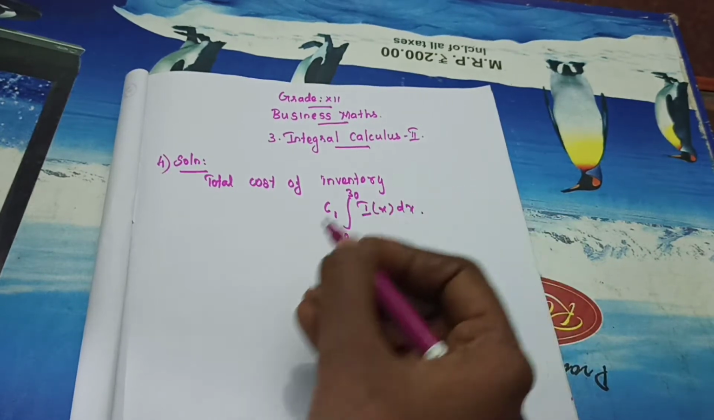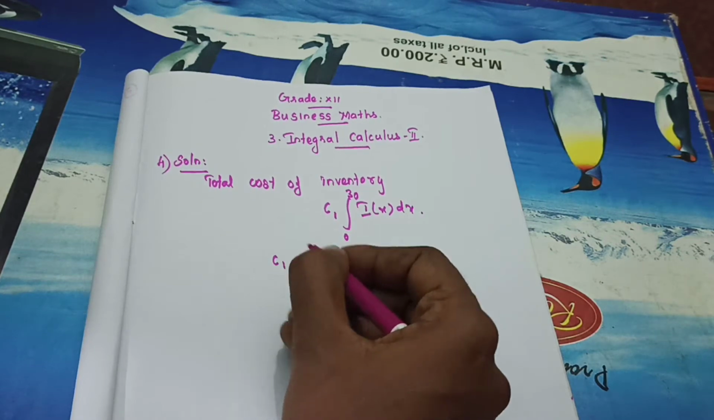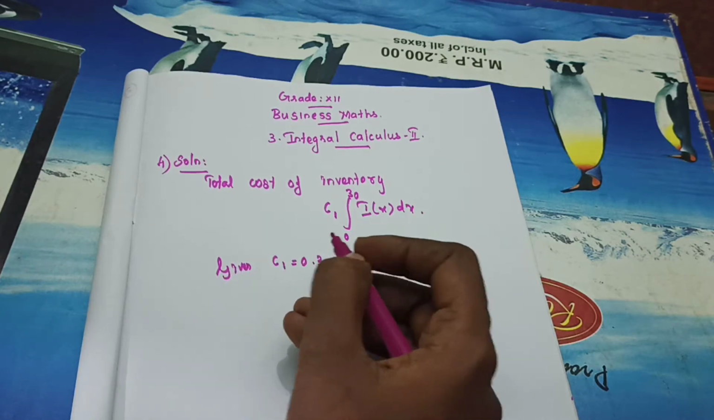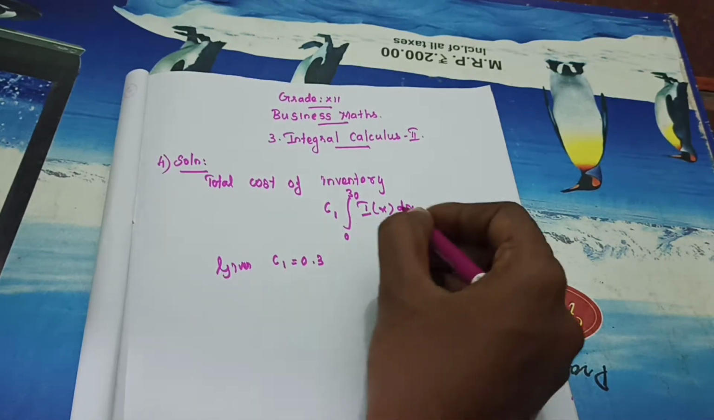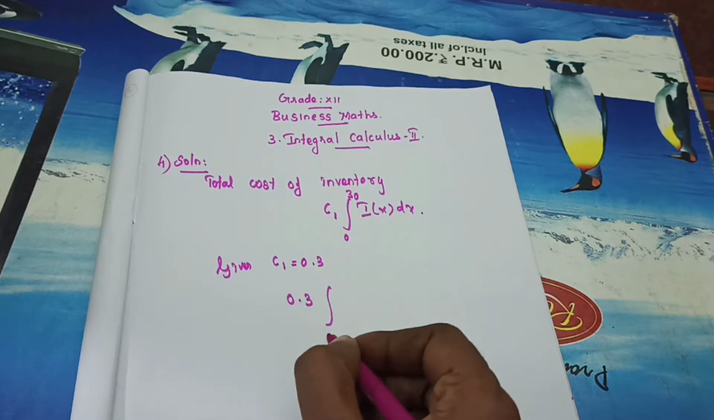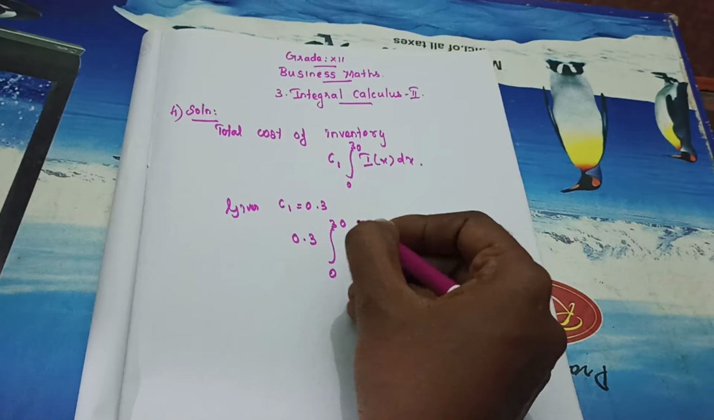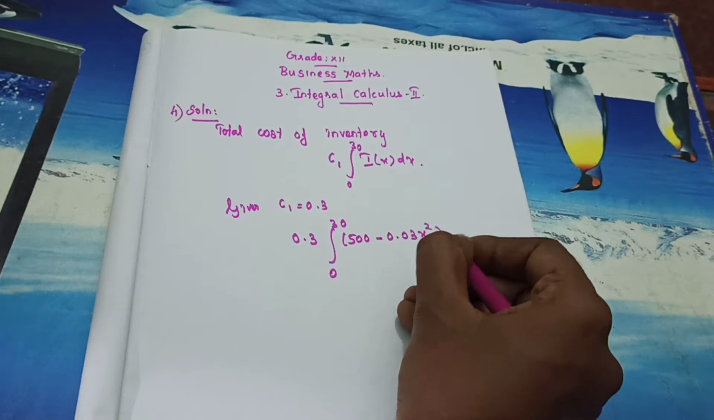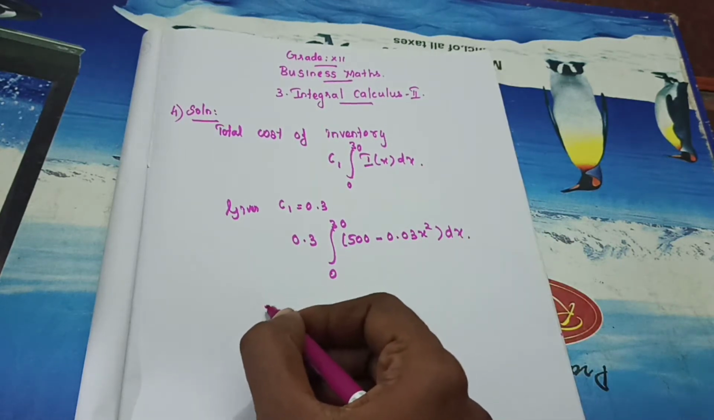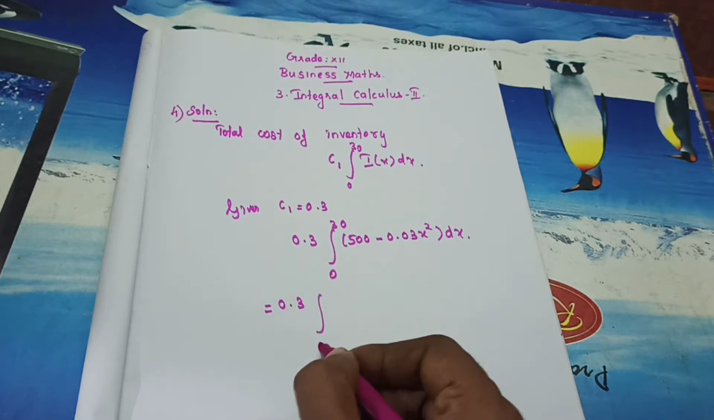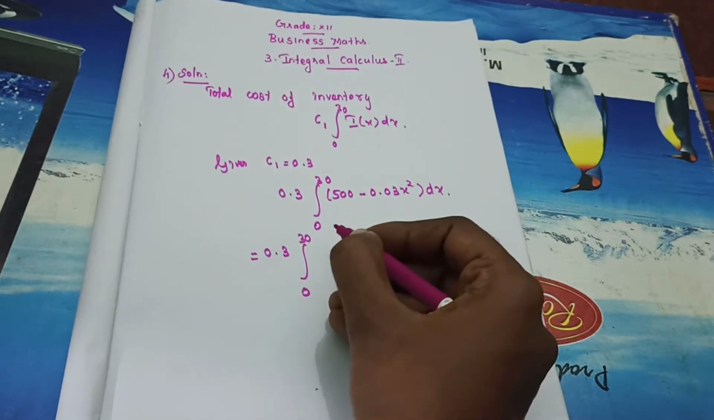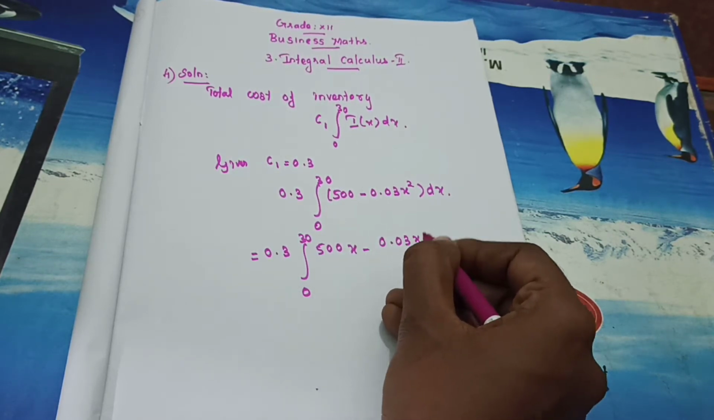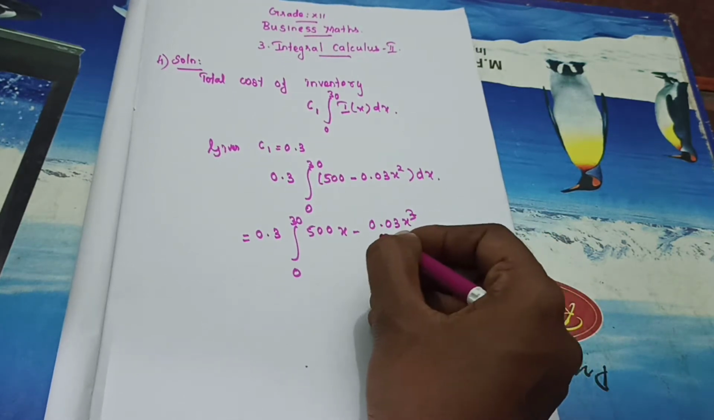This is the formula. C1 also, the value is given in your question, 0.3. Yes, the daily holding cost per scooter, that is the C1 value, is also given. Substitute here. So 0.3 into integral of 0 to 30, I value 500 minus 0.03 x square dx. Now integrate it. That's equal to 0.3 into integral of 0 to 30, integrating, 500 x minus 0.03 x cube by 3.